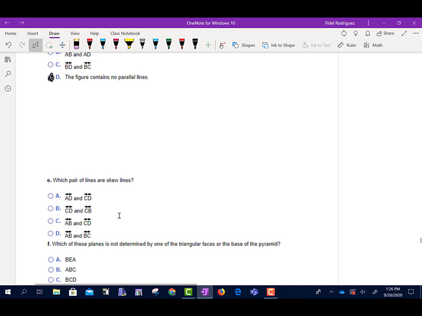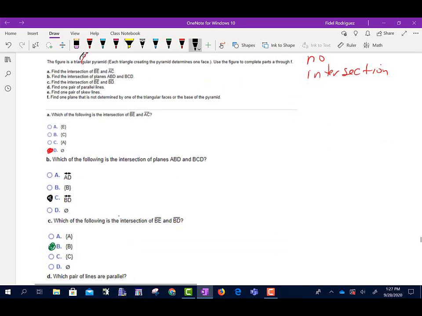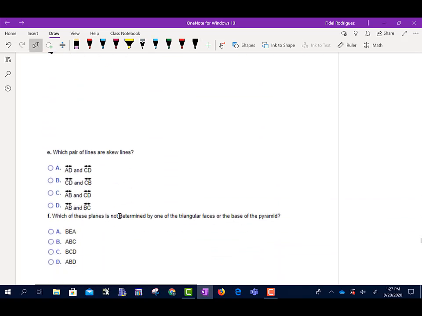AB and CD. So AB here and CD there. Yes. Let's see. AB and CD. So if I look at that, yeah, this is like one of the sides coming up here, right? Going here, and this is one of the bases. So those are going to be my skew lines right there, right? AB and CD, those are going to be my skew lines. They're in different planes, okay?